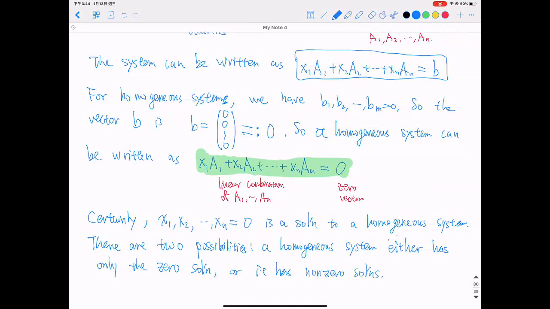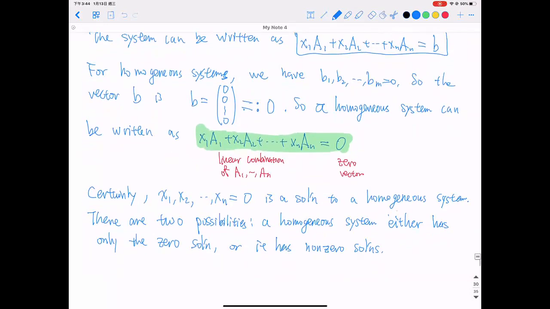In case it has non-zero solutions, it has infinitely many solutions. So you can interpret these two possibilities as follows. The first possibility says that the only linear combination of a1 through an equal to the zero vector is the trivial one, namely having all the x's being 0. The other possibility is that there are infinitely many non-trivial ways of making the linear combination of a1 through an equal to the zero vector. Okay, and this leads to the following definition.